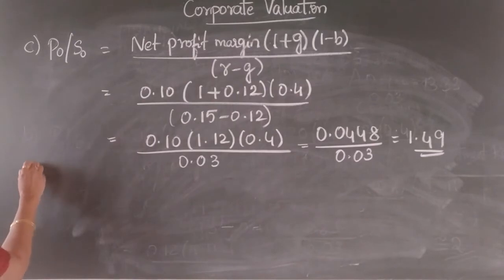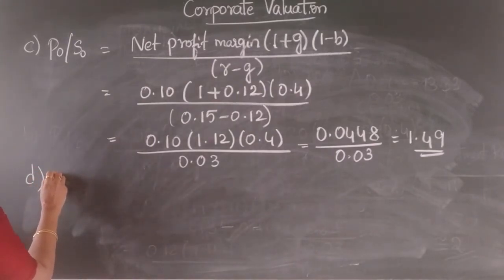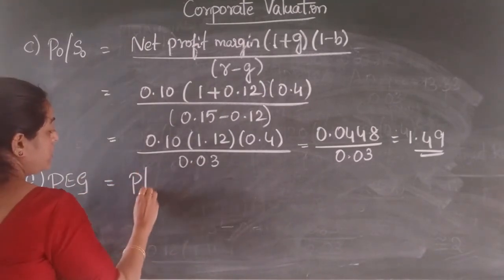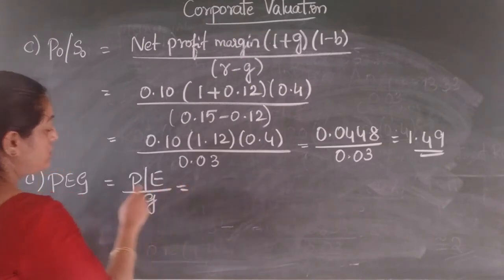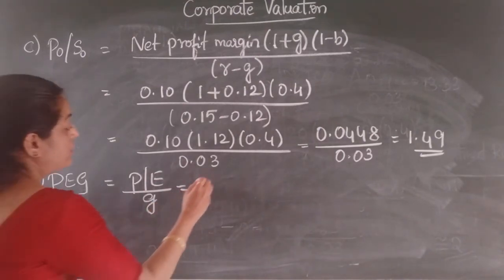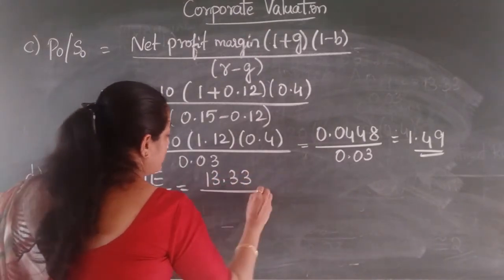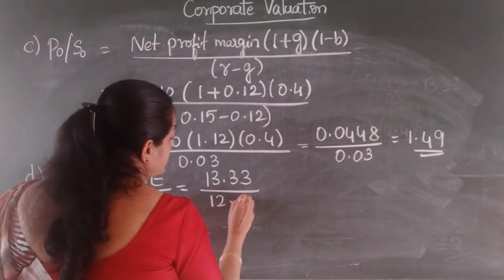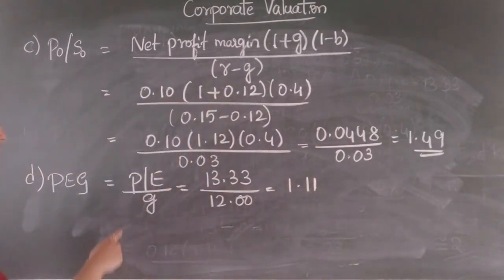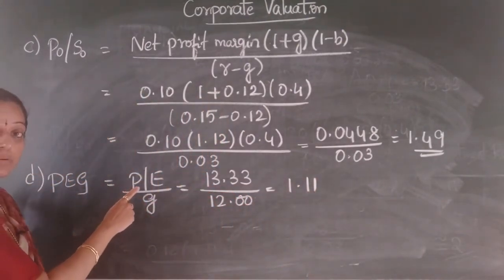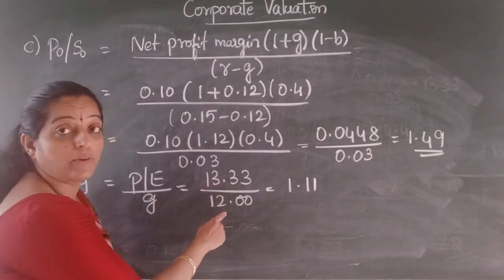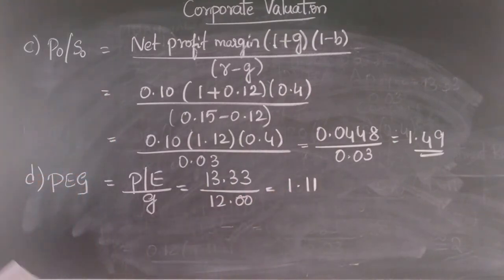So next is D, that is PE to growth, PEG. The PE to growth ratio is PE by growth. PE which we have calculated is 13.33. Growth rate we directly take as 12%, that is 12.00. So the final answer is 1.11. The PE to growth formula is PE ratio divided by G. So 13.33 by 12.00, the answer is 1.11.